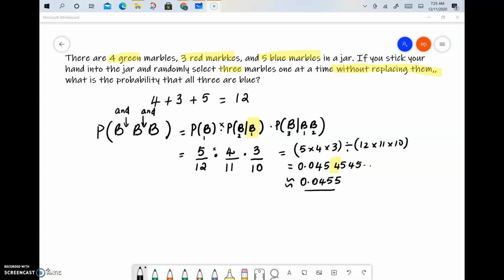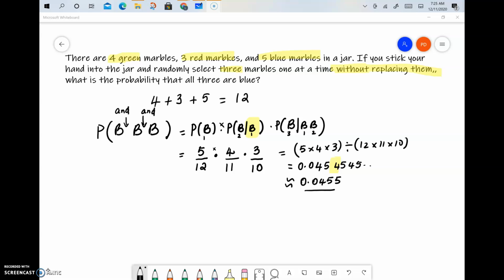So there are 4 green marbles, 3 red marbles, and 5 blue marbles in a jar. If you stick your hand into the jar and randomly select 3 marbles, one at a time, without replacing them, remember that's important, what is the probability that all 3 are blue?